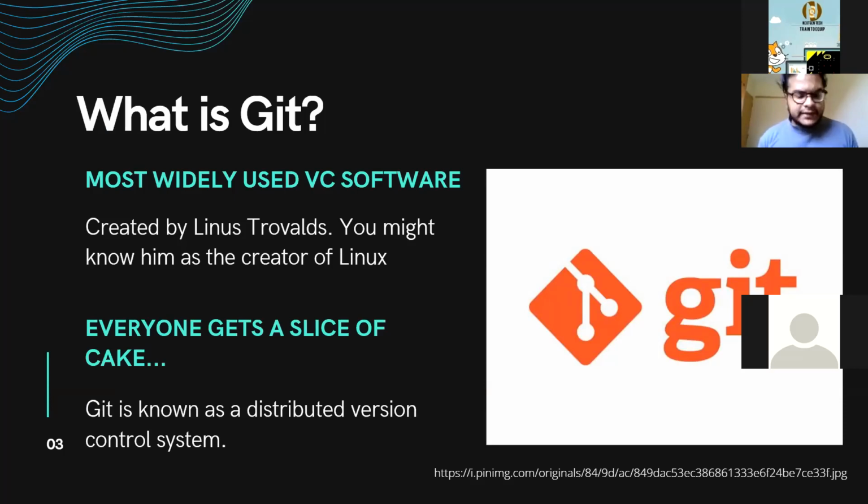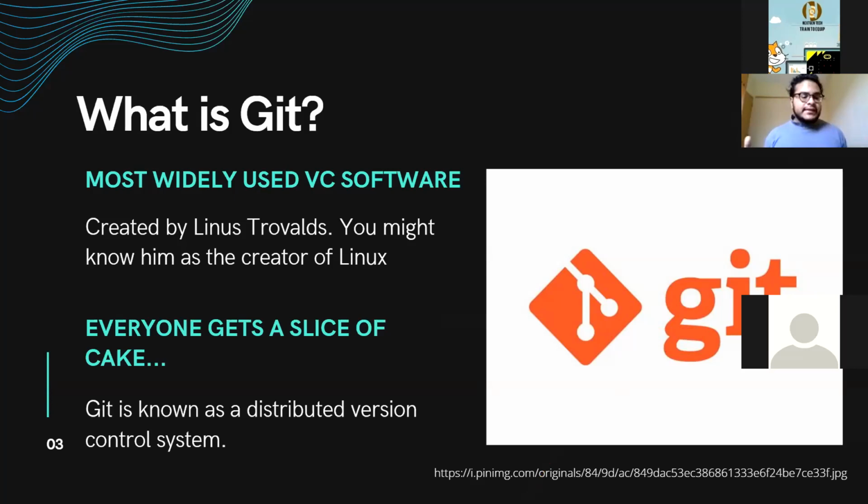So Git is known as a distributed version control system, as opposed to a central version control system. In a central version control system, the repository, where all the data is stored, is typically in one central position. And if you want to make changes, you actually have to commit changes to that central place.